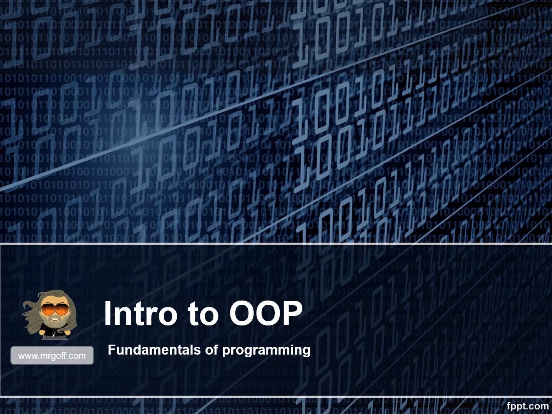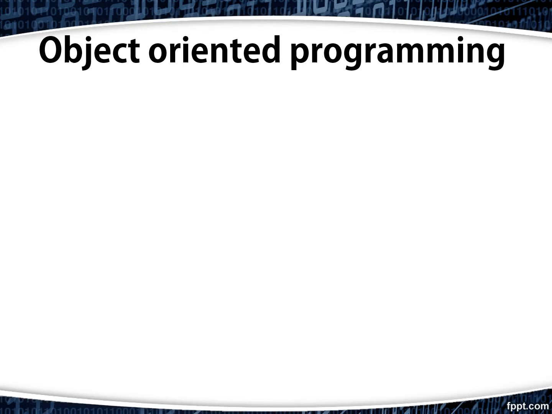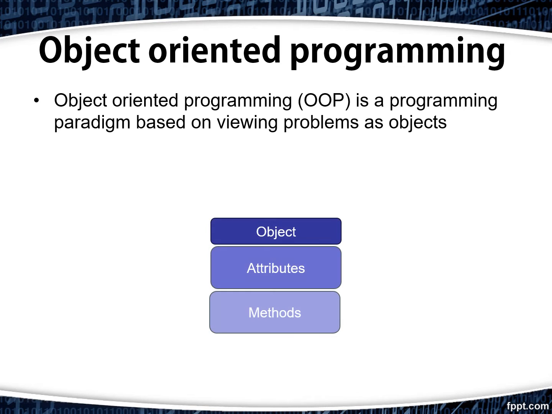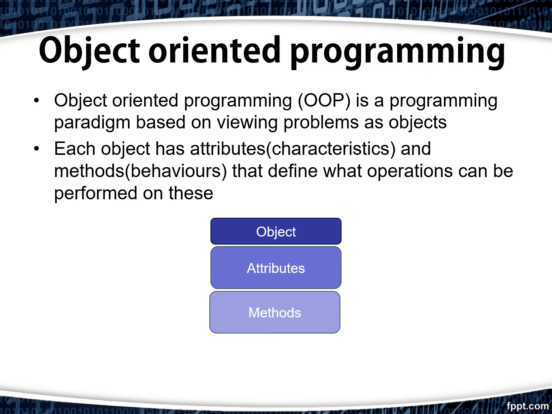This video will focus on the core concepts of object-oriented programming. Object-oriented programming, or OOP for short, is a programming paradigm based on viewing problems as objects. Each object has attributes, which are essentially variables that store its characteristics, and methods, or behaviors, that define what operations can be performed on these attributes.